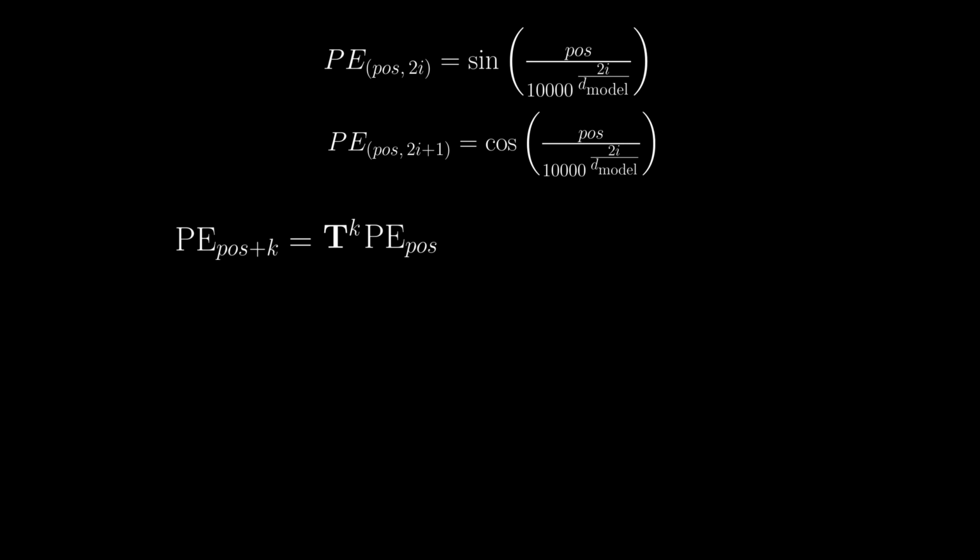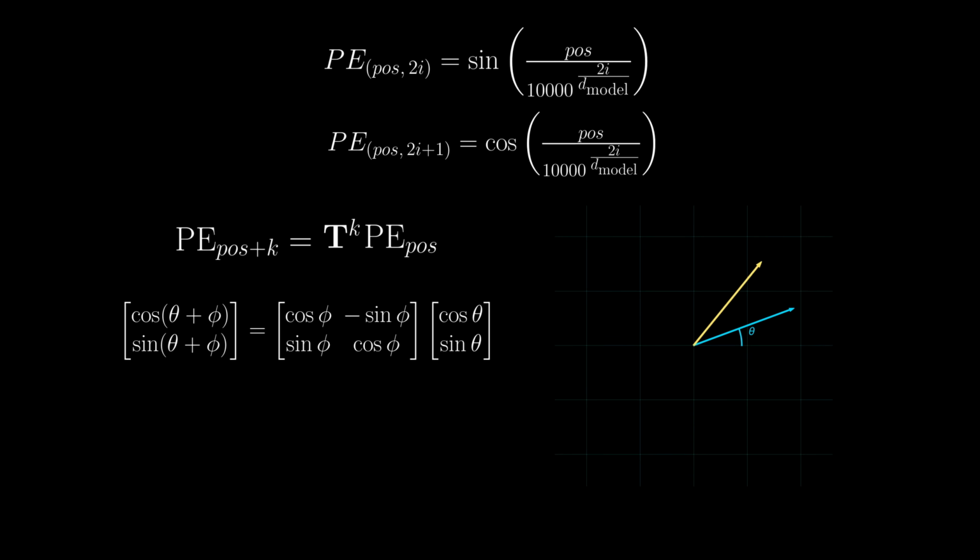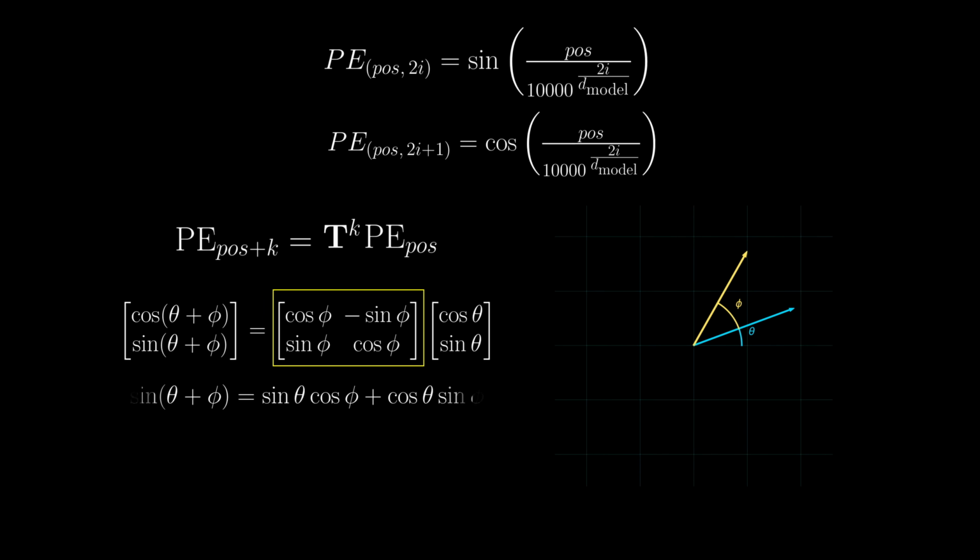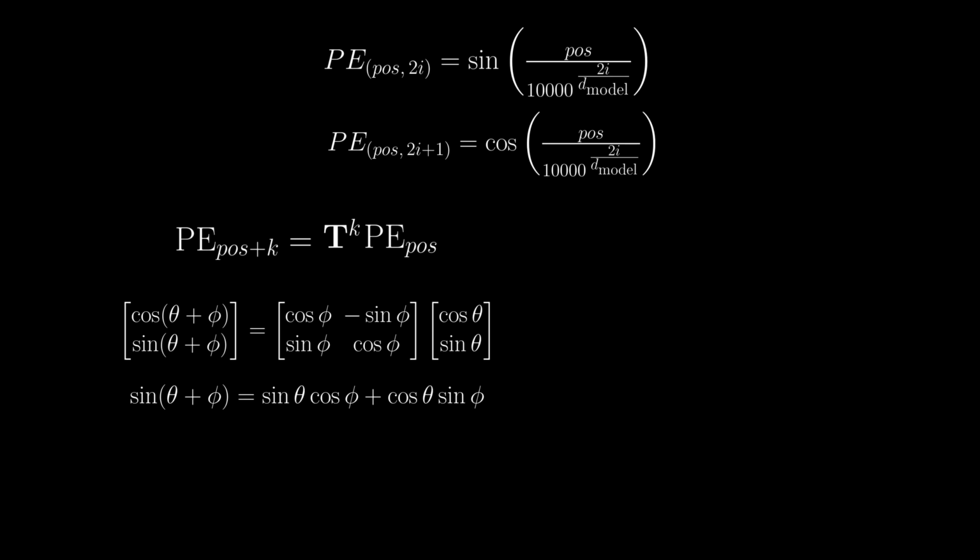Okay, but how does cosine give us this linearity? To see this, we need to recall the 2D rotation matrix. A 2D vector of unit length at angle theta can be rotated by angle phi using this matrix. Even if this matrix is unfamiliar, you can verify it using the addition formulas for sine and cosine to convince yourself that this is indeed correct. In the transformer positional encoding, the ordering of sine and cosine is swapped, so we effectively use a transpose of the standard rotation matrix.